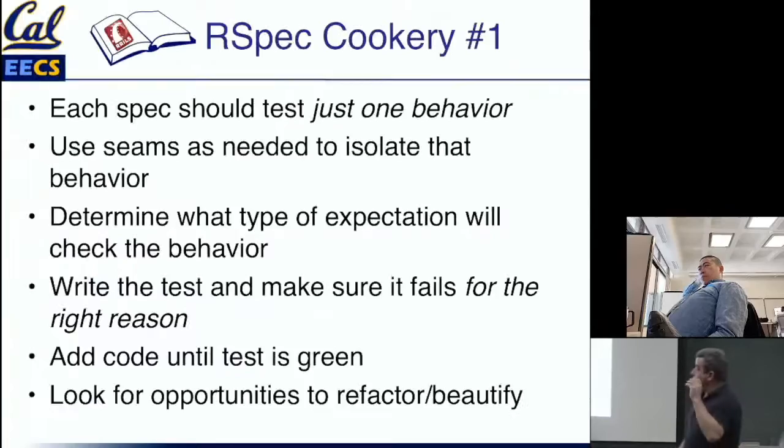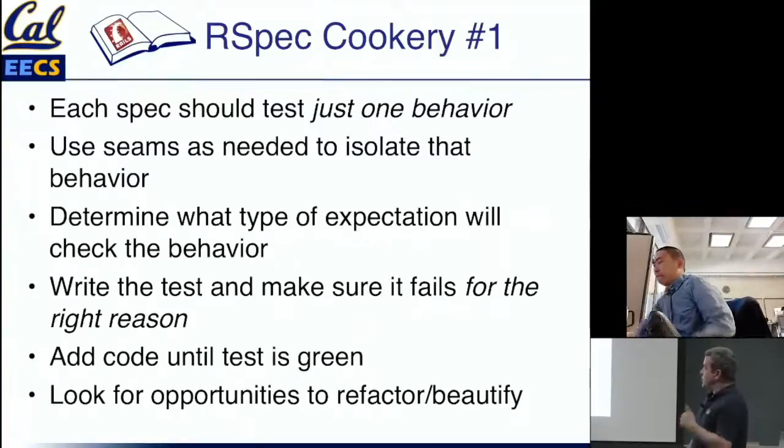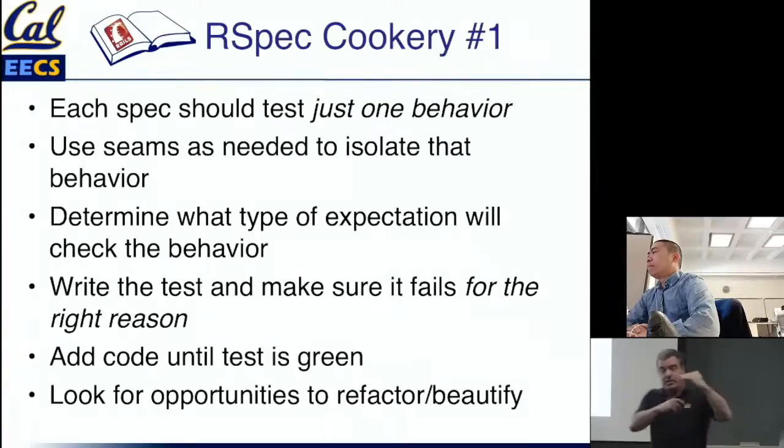Good questions, though. Each spec, which is one way to talk about a particular test in RSpec because it specifies a behavior, should test just one thing. And ideally, you use as many seams as necessary to isolate that behavior and control all the ways that it can go wrong. What kind of expectation? So what is the thing that you're checking? What is the one thing you're checking? And in an ideal RSpec test, there will be exactly one expect, right? Because if there's more than one, then you're maybe testing more than one behavior.